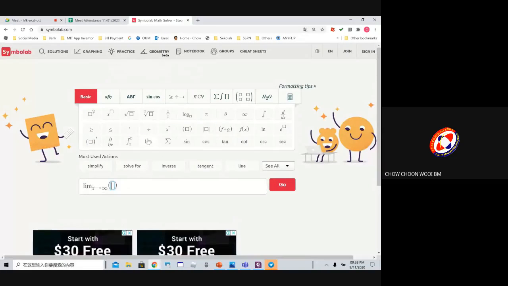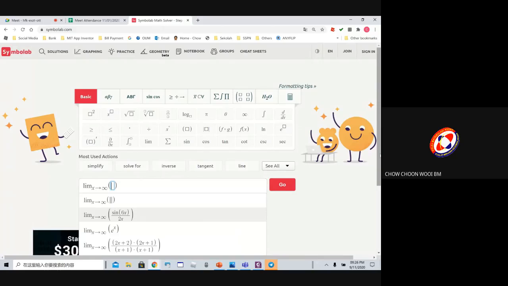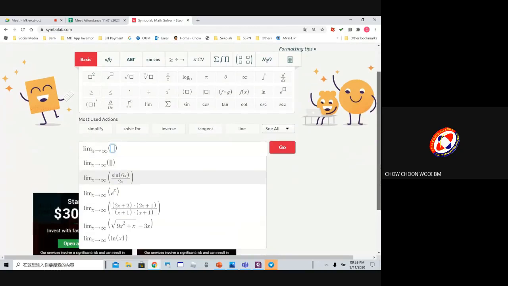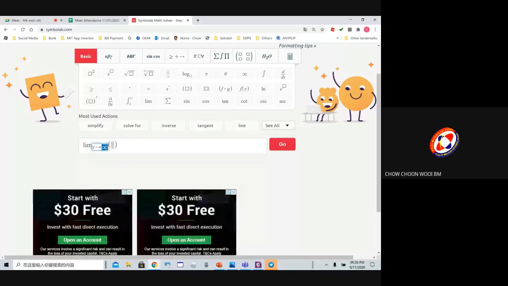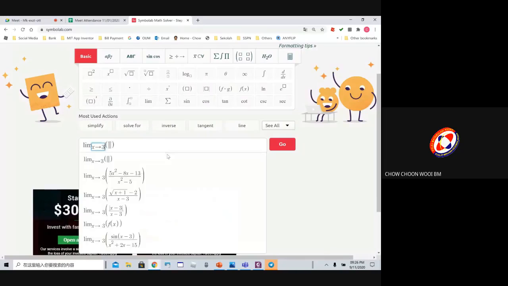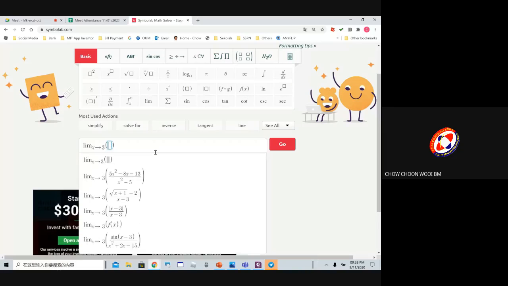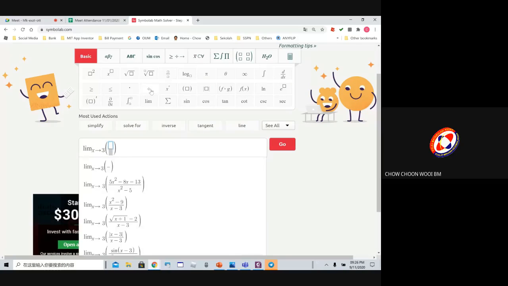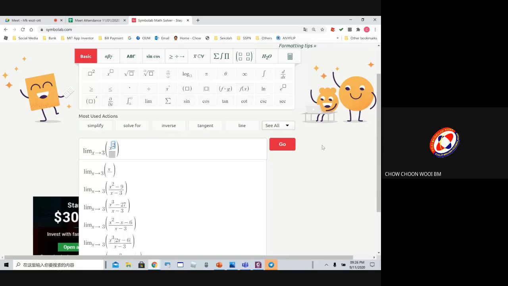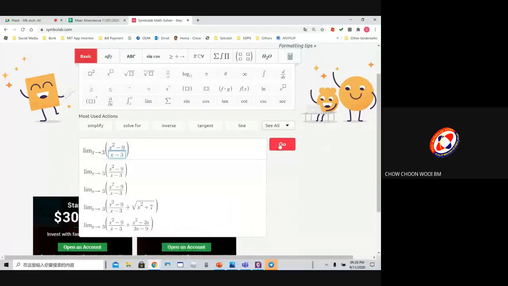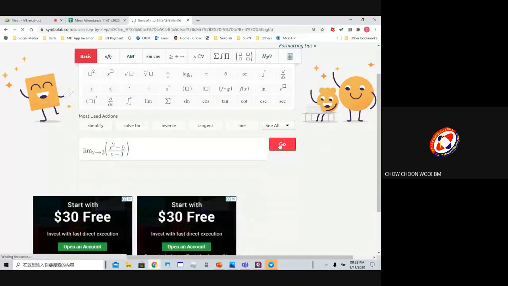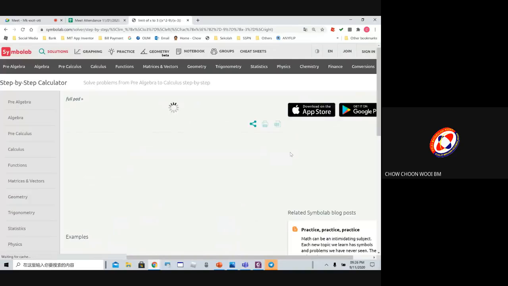Kemudian limit. Dalam limit itu kita nak senang. Kita pilih mana-mana atau kita type lah. Yang ni limit as x tends to 3. Betul tak? Nak pecahan. Atas dia x squared, x kuasa 2 tolak 9, bawah x tolak 3. Kemudian kita go. Dapatlah jawapan kita 6.